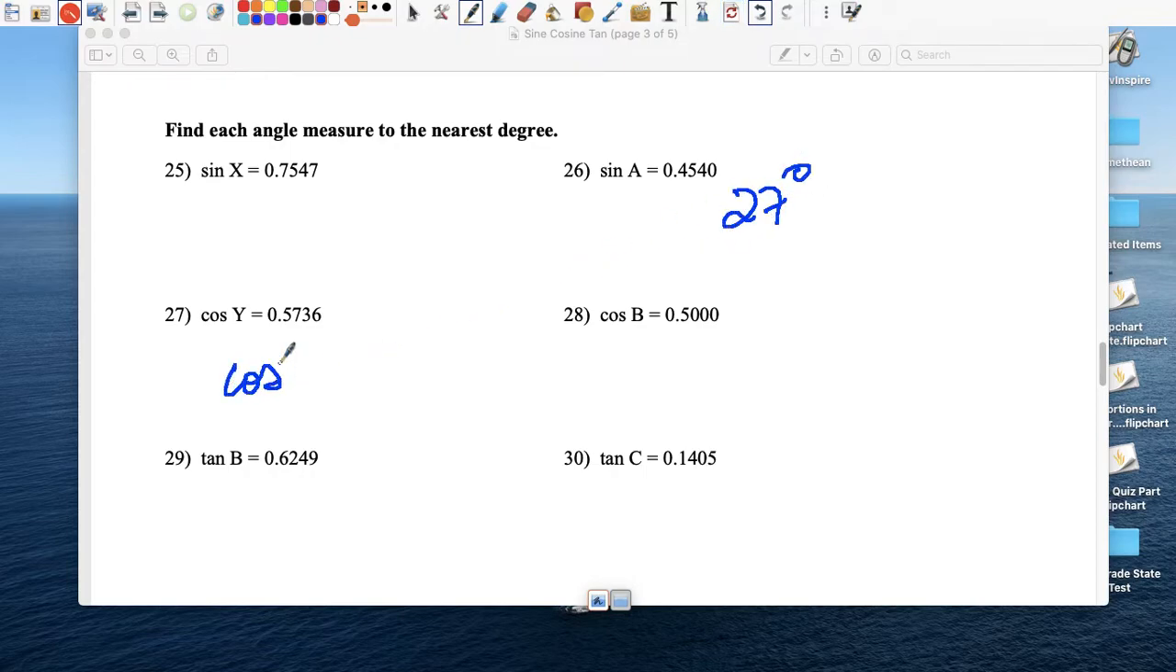This one, cosine, so again, 0.5736, so that's what you're entering. So second function, pi, so this is 5, 0.5736, enter, and this is going to give us 55 degrees. This one, 0.5, second function, pi, 5 again, and 0.5, and this one gives you 60 degrees.